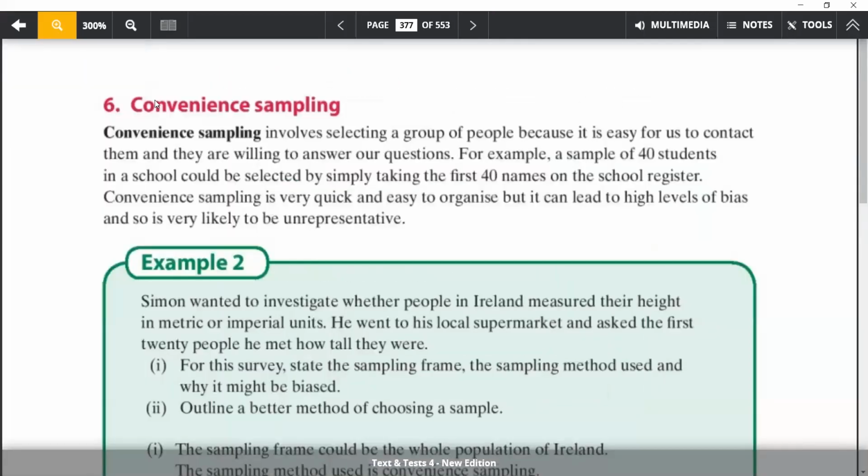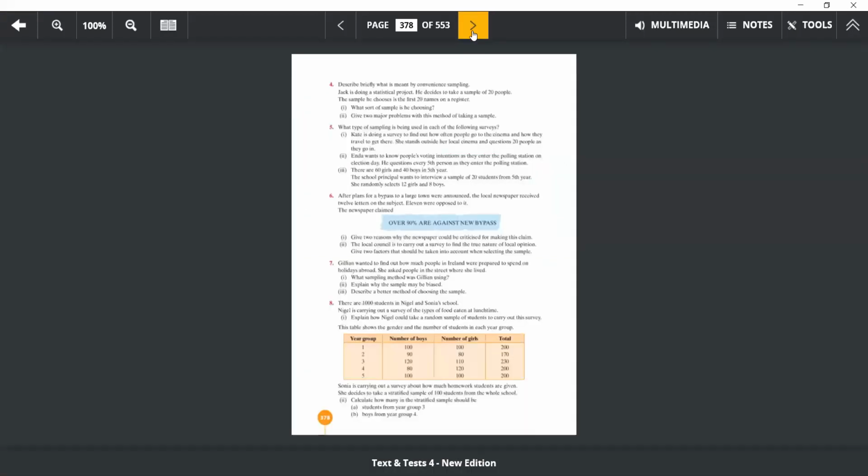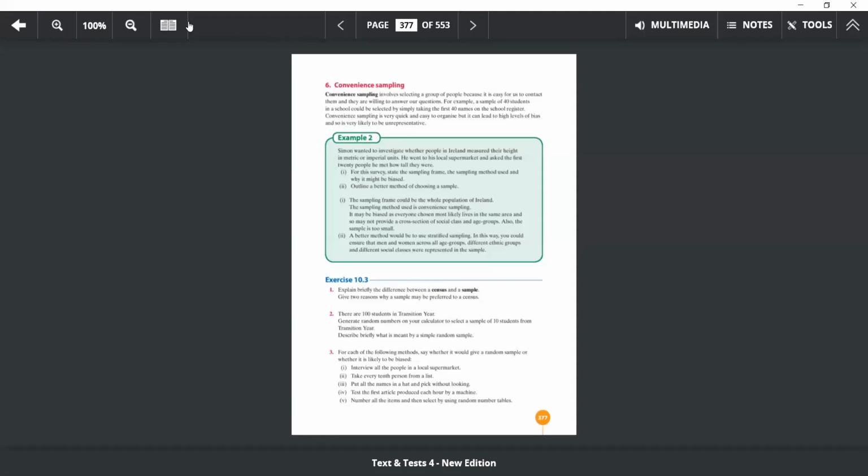And then convenience sampling is one where basically people are willing to take part in your survey. Very often internet polls will have some type of convenience sampling where you can just organize a survey quickly and easily, but it's rarely random. And that's really what you're aiming for. So let's look at a few questions here and see how we find them.